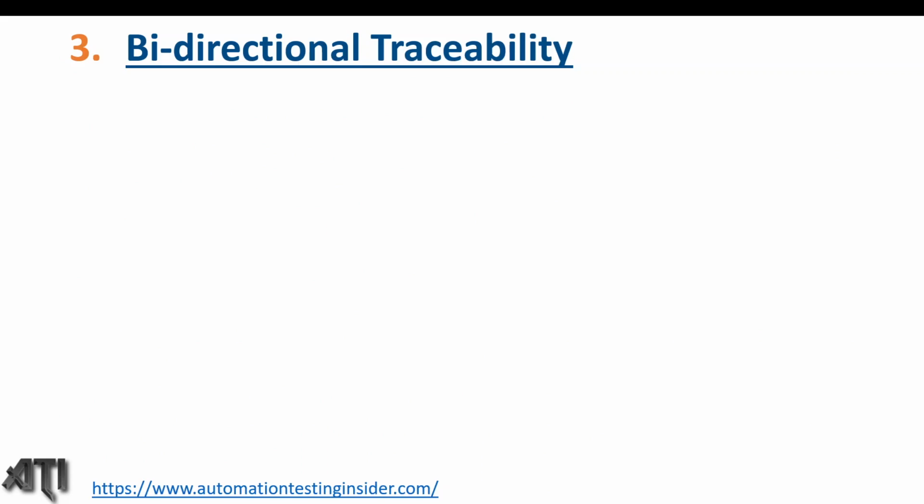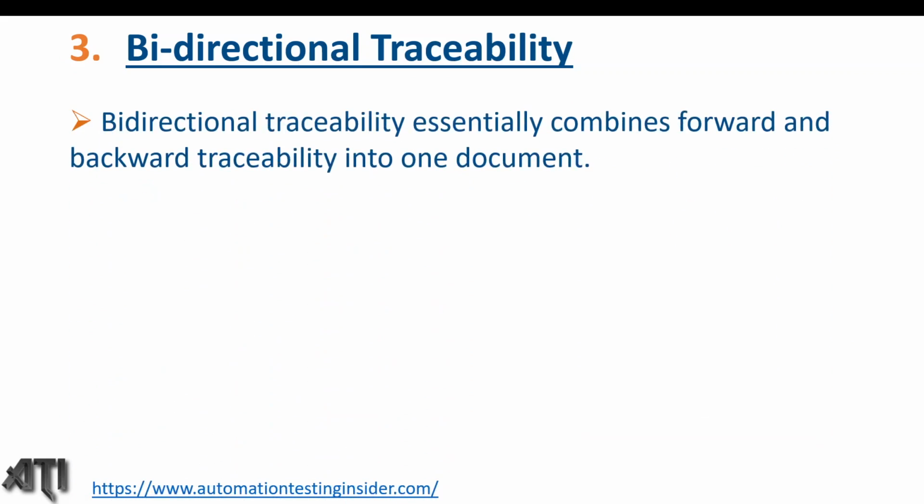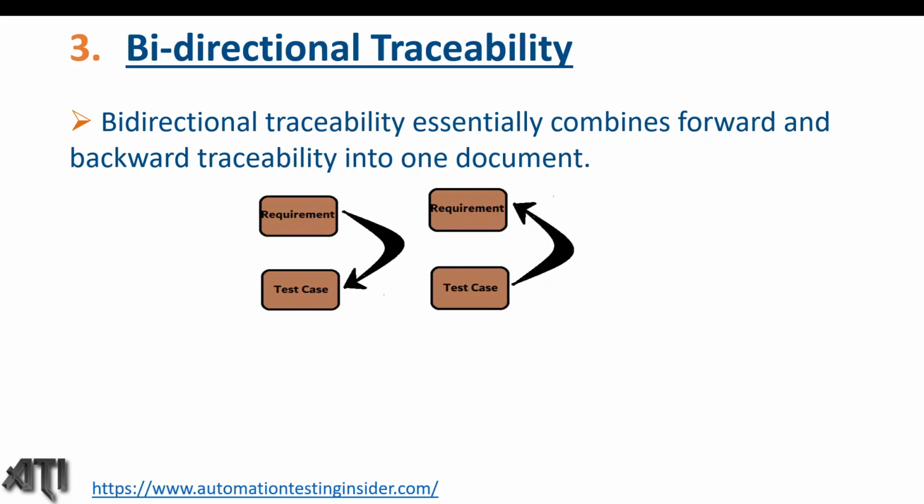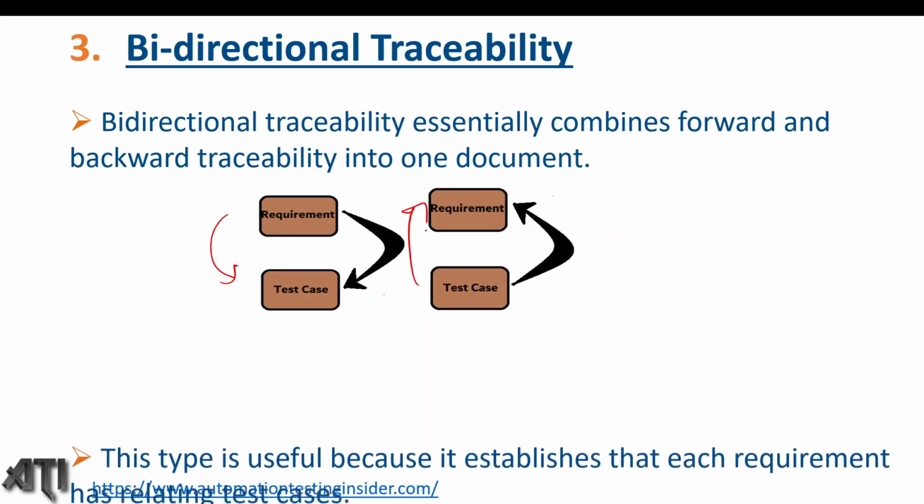Another one we have is bidirectional traceability. What do you mean by bidirectional traceability matrix? Bidirectional traceability essentially combines forward and backward traceability into one document. So this is the combination of both, forward and backward, guys. It is usually done before the execution and after the execution, from the requirement to the test cases and from test cases to the requirement.